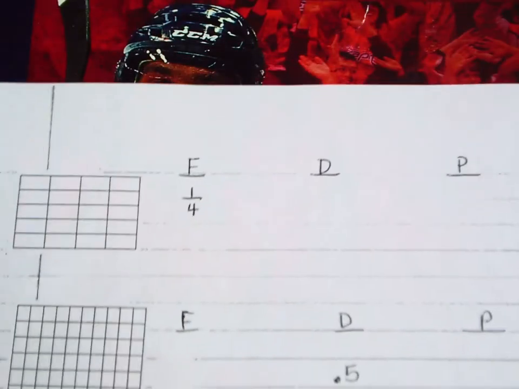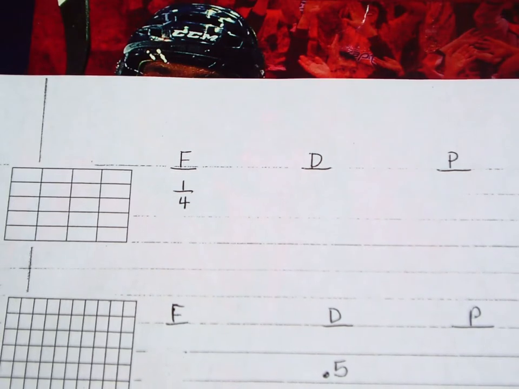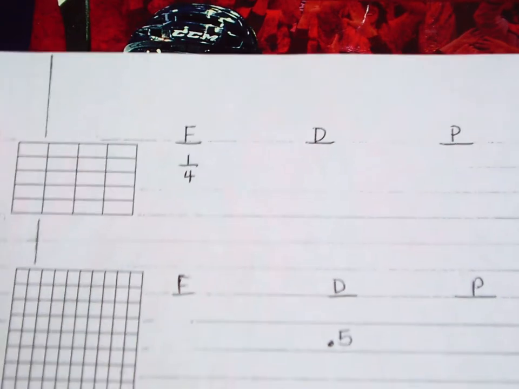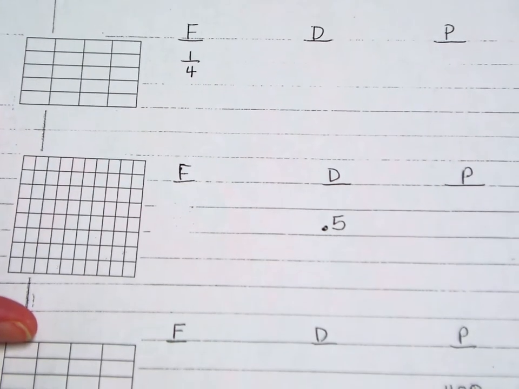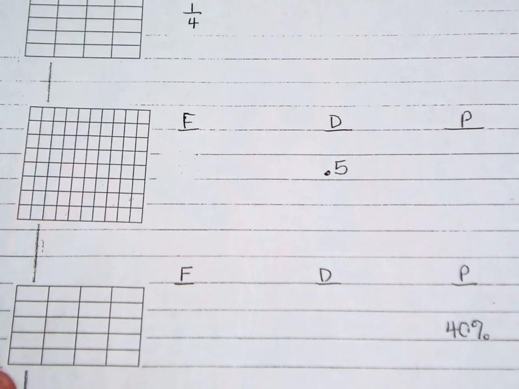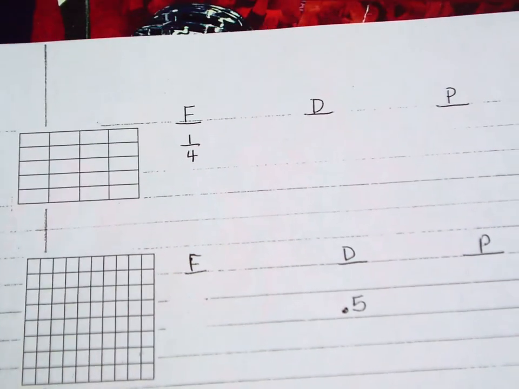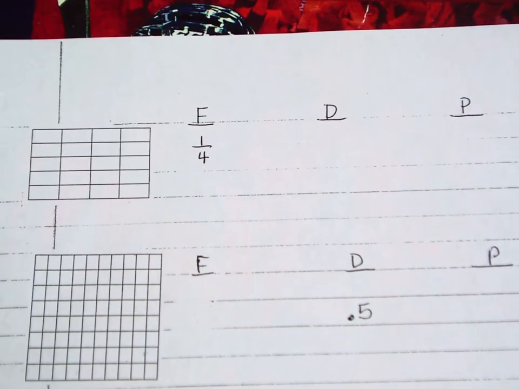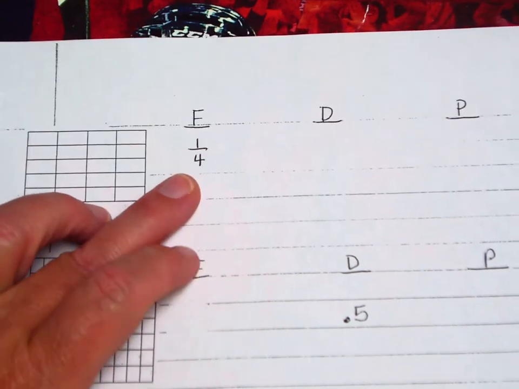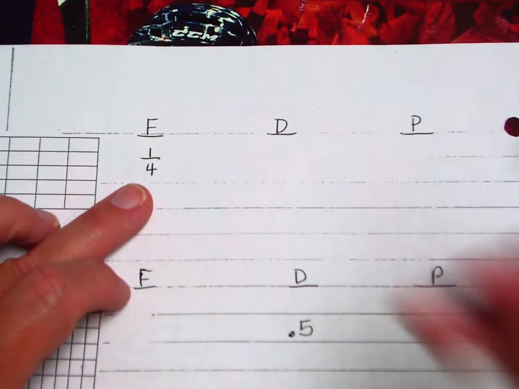Come back to that in a minute, because now we're going to look at the other side of our paper, which is a little different. On this one, you have nothing shaded. You start with either a fraction, a decimal, or a percent, and you have to come up with how many of the boxes need to be shaded. So watch what happens. First of all, take your fraction and make it into a decimal.